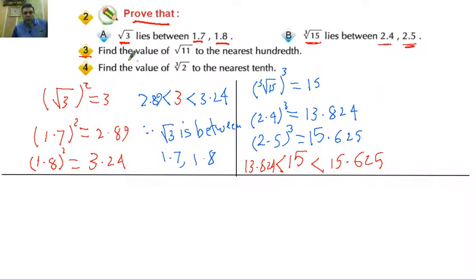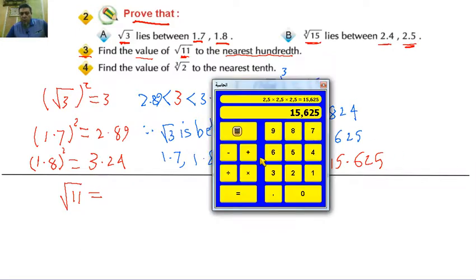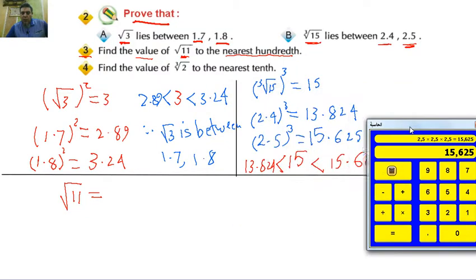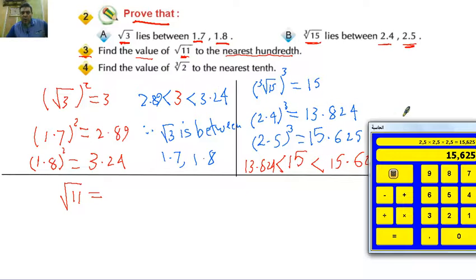Number 3: find the value of square root 11 to the nearest hundredth. You can use the calculator to find this answer: square root of 11. You can write the approximated value using the calculator. In number 3 and number 4, you try to solve these questions by yourself using the calculator.